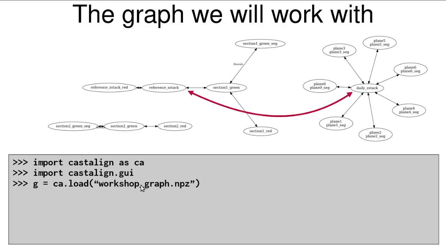Workshopgraph.db. So we're going to load that, and this is what we're going to get. We're going to have these 3 different components that aren't going to be connected. We're going to have something called daily z-stack. This is an in vivo z-stack from two-photon calcium imaging. And these are a bunch of planes also from two-photon calcium imaging.